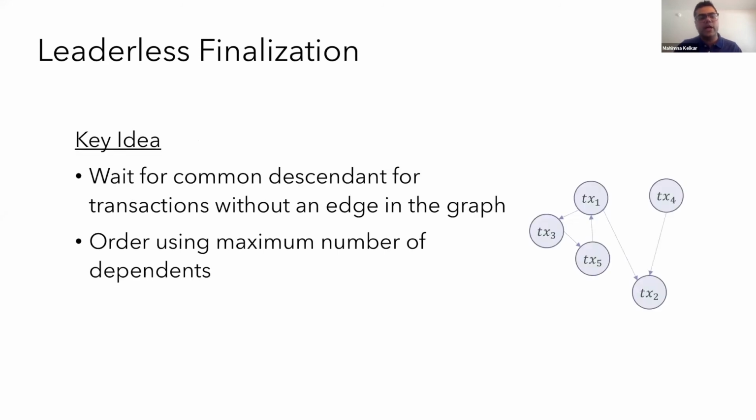The key idea for the first problem is to wait for a common descendant between 2 transactions that are incomparable at this point, and then order using the maximum number of descendants. This is key to getting consistency of the final output ordering among all of the nodes. That's why we wait for the common descendant to arrive, because at that point you fix the number of descendants of each of those transactions.